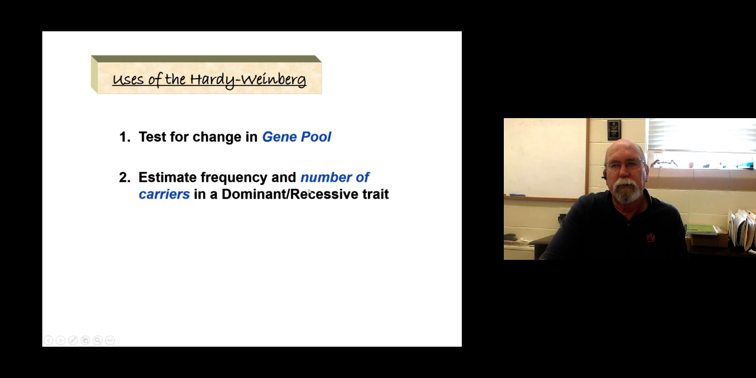You can use it to estimate the number of carriers, so the number of individuals that are heterozygous in a dominant recessive system. Remember when we did those old dominant recessive problems, we had big A blank. The only way we could ever tell what that other blank was was to do a test cross or whatever. But now we're dealing with populations, so we can't test cross everybody. We simply want to estimate the frequency of carriers. And it's very, very important.